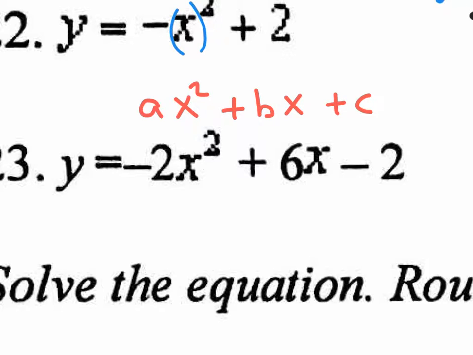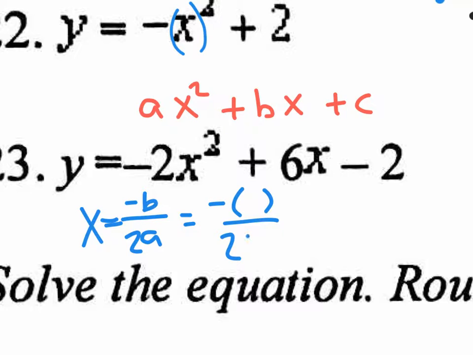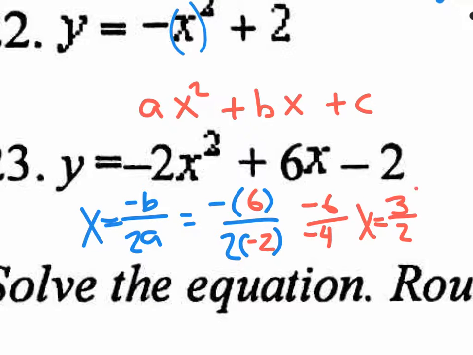How do you find the vertex? You use x equals -b over 2a. And of course, when you use it, let's use parentheses: -b over 2 times a. So let's put the b and the a in parentheses. We said that the b value is 6. We said that the a value is -2. When we work this out, we'll get -6 divided by -4. So our vertex x value happens to be 3/2 positive because we reduced it. So the vertex x value happens to be 3/2.